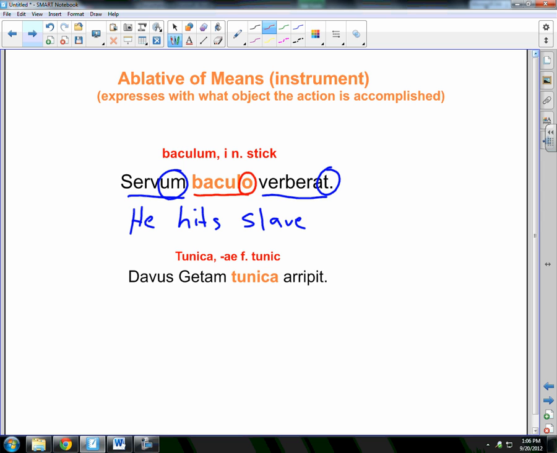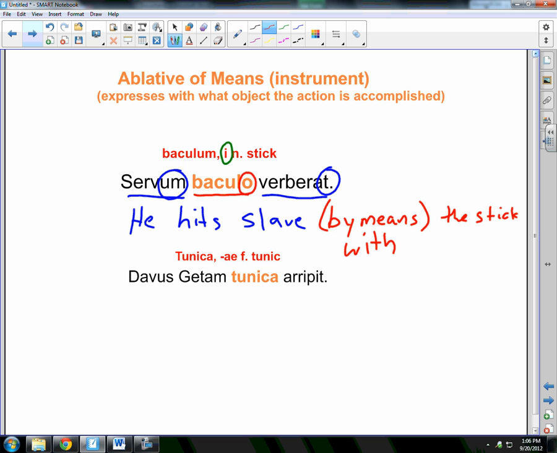Baculo here ends in O, so it's an ablative. I know that because it belongs to the second declension. Our second declension singular ending for the ablative is O. So, by means of the stick is the literal translation. We can also use the word with if it sounds better, and that's what's going to sound better here. So he hits the slave with the stick, or with a stick. Either one is fine. Sometimes it's going to sound better to use the word by instead of by means of or with.